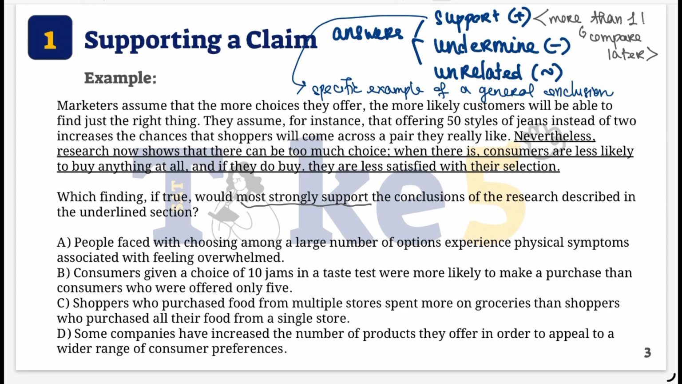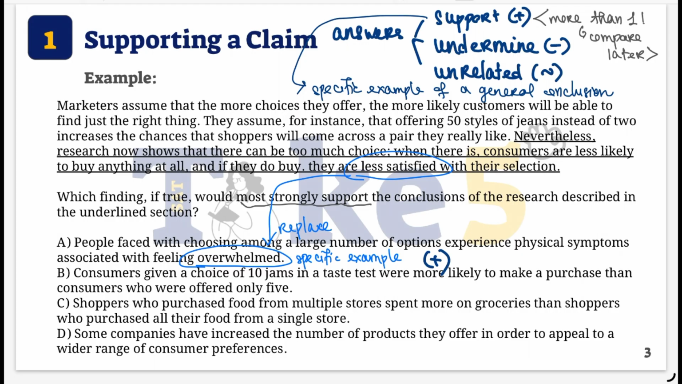For example, answer A gives you a specific feeling when people face a large number of options. They feel overwhelmed. This feeling can be a specific example of the umbrella term in the underlined conclusion, feeling less satisfied. Because the logic remains when we replace this overwhelmed feeling with the term feeling less satisfied, this must be a supporting example. Give it a plus sign. This could be the answer if there are no other supporting ones.